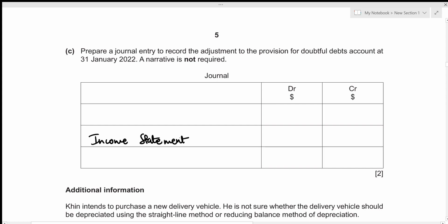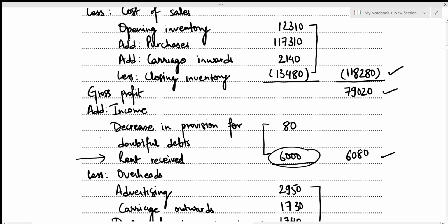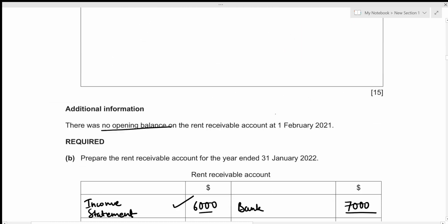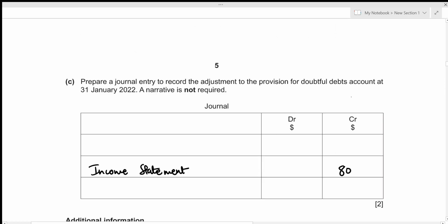And let's figure out the value that we included as our income. Okay, it's right here. That's decrease in provision for doubtful debts with the amount of 80, right? We need to include this value in our journal as well. So that's 80. And this value in the income statement actually arises from our provision for doubtful debts, which will be the account to be debited in our journal. So that's provision for doubtful debts with the value of 80 as well. And since a narrative is not required, this concludes the third part of this question. Now we can move towards the fourth one.